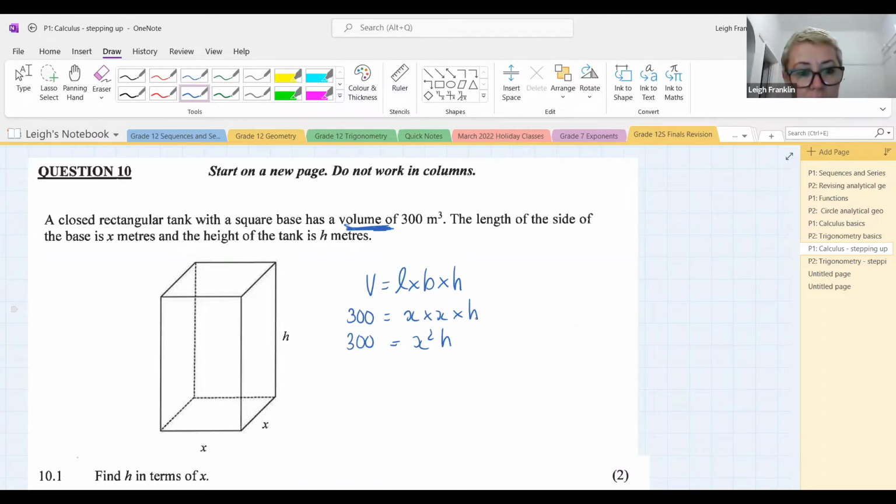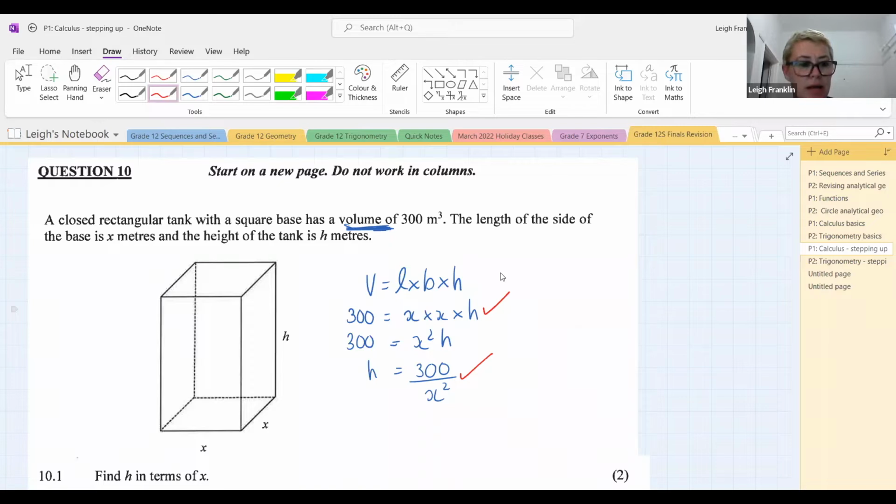Okay, so making H the subject of the formula, dividing both sides by X squared, we get H is 300 over X squared, like so. Is everybody happy with that? Thumbs up, feeling good. I think here there would be a mark for subbing in and then a mark for our answer, like so.